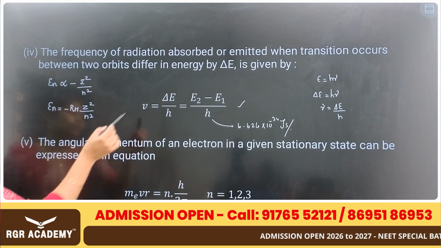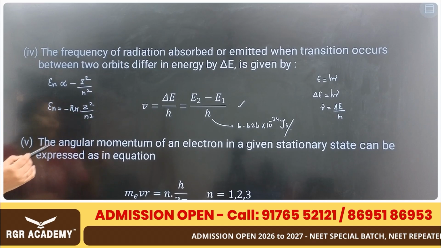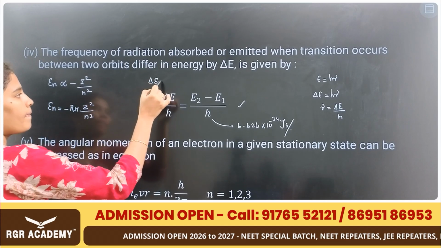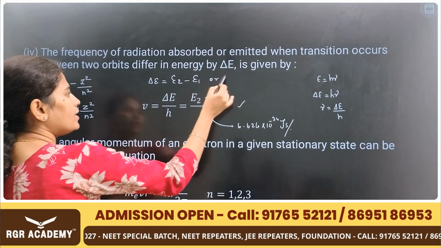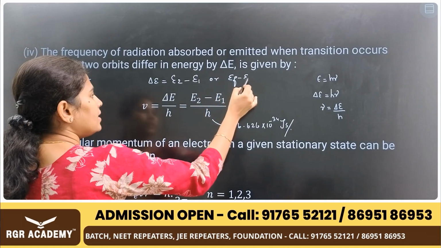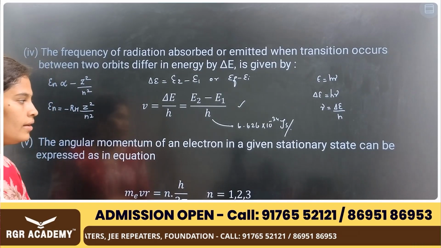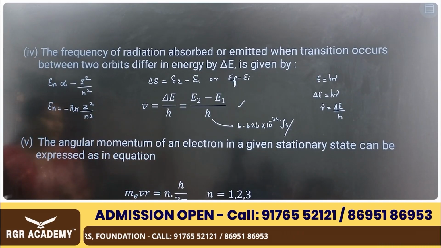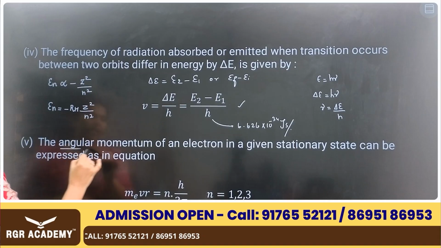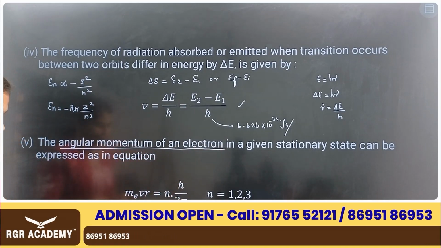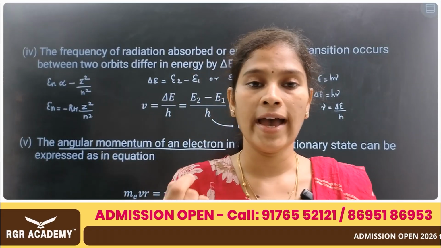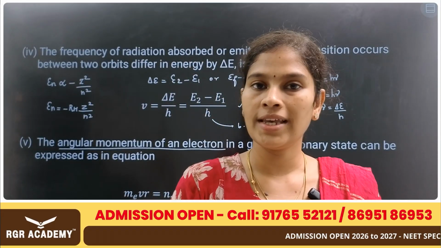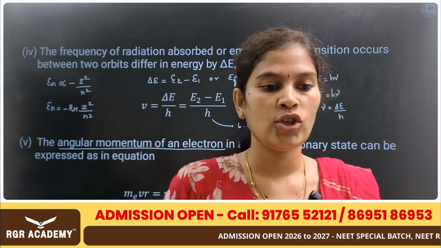And how to identify this del E? We have to take the two different levels, E2, E1, or we can take E final minus E initial, right? And then the fifth one, the main thing, we can calculate the angular momentum of the electron. The electron is revolving in a particular orbit, in the sense it should have the angular momentum, which is an integral multiple of h by 2 pi.